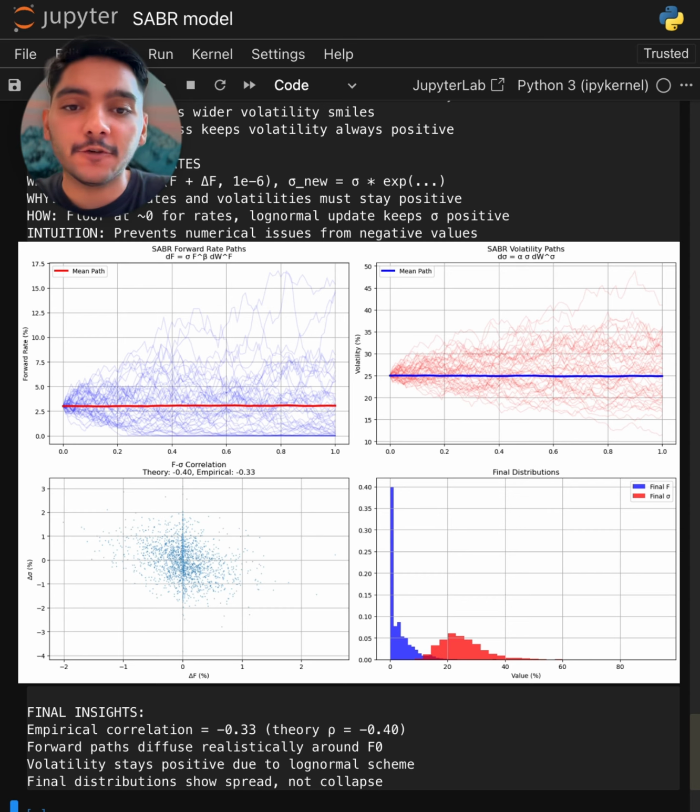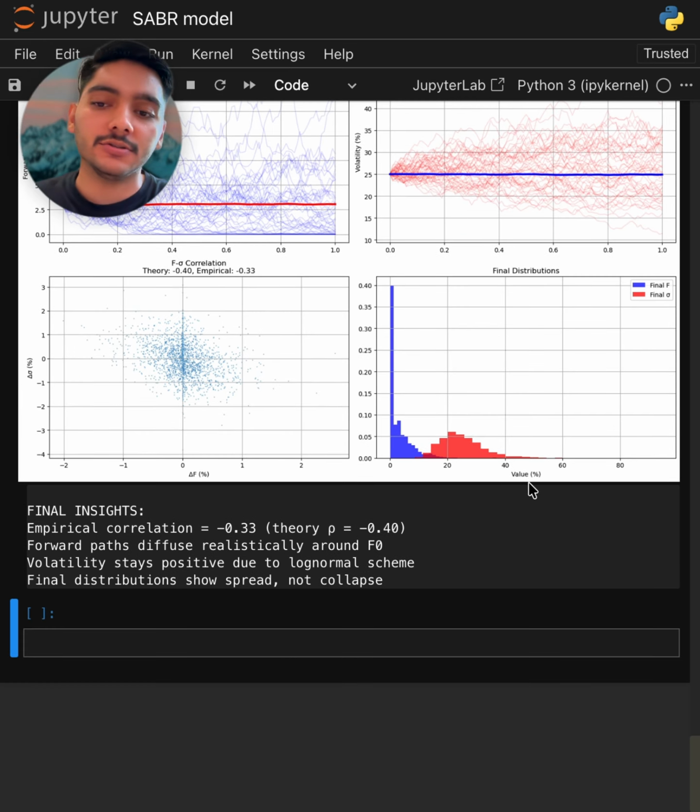So plot 1 here is showing the forward rate of interest, how F evolves under SABR dynamics, and demonstrates stochastic volatility effects on forward rates. Plot 2 shows how sigma evolves as geometric Brownian motion and demonstrates volatility effects and positive constraint. Third is plot 3, which is F-sigma correlation analysis, with a scatter plot of incremental changes delta F and delta sigma, to empirically verify the correlation parameter rho. And the last is the final distribution: histograms of final F and sigma values show equilibrium distribution after 1 year evolution. So that's the part.